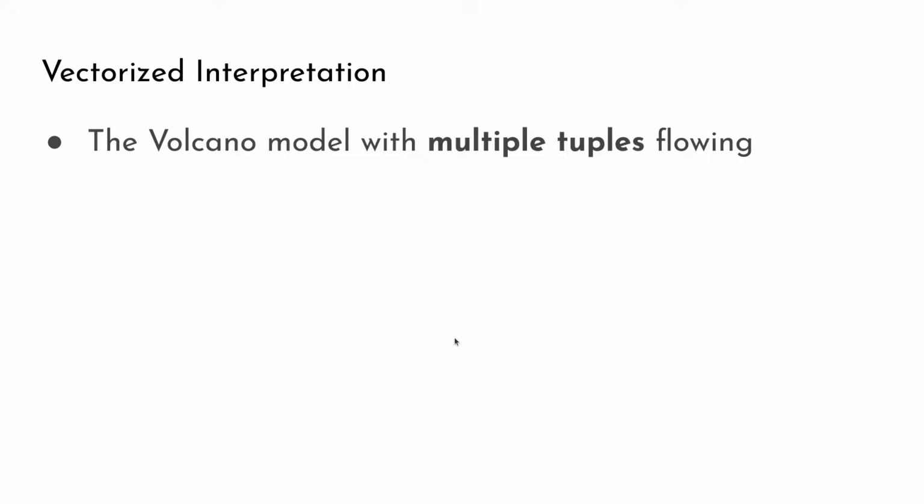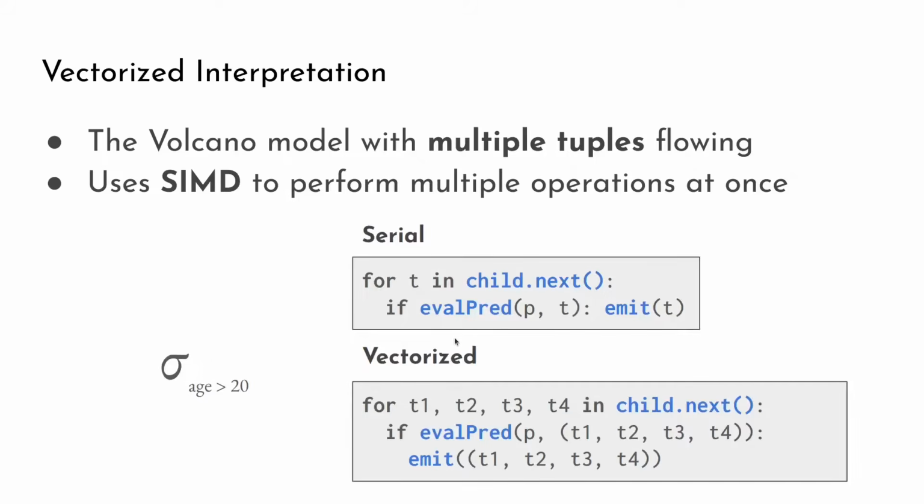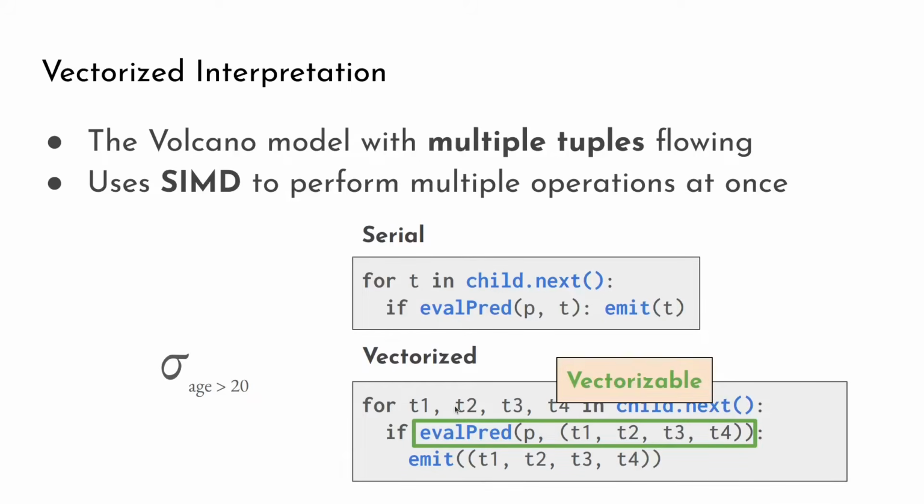A small interjection here to talk about vectorized interpretation, which sounds fancy, but basically it's a Volcano model, except multiple tuples are flowing at a time. That on its own is not super fancy, but the benefit comes from the fact that we use SIMD, which is single instruction multiple data, to process multiple tuples at a time. So here's a simple case where we have a serial implementation of the selection, and here's a vectorized implementation. We can imagine this thing is vectorizable. P is broadcast to a mask, and then accordingly we return some of these.